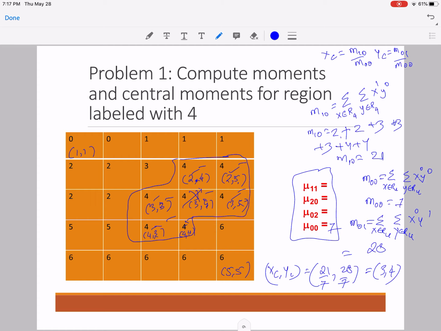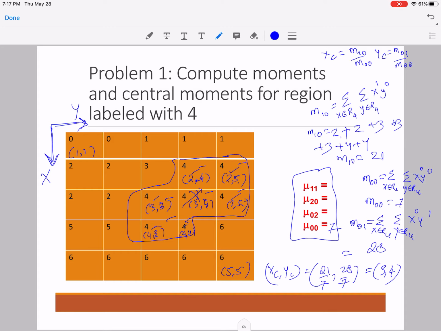Let's focus on mu11, the covariance of x and y. How is x varying with respect to y? If we were to assume that this axis is x and this axis is y, and these are the increasing directions of x and y respectively, we will be interested in finding out whether x is increasing with respect to y or decreasing, meaning that if x increases, does y increase, and vice versa.